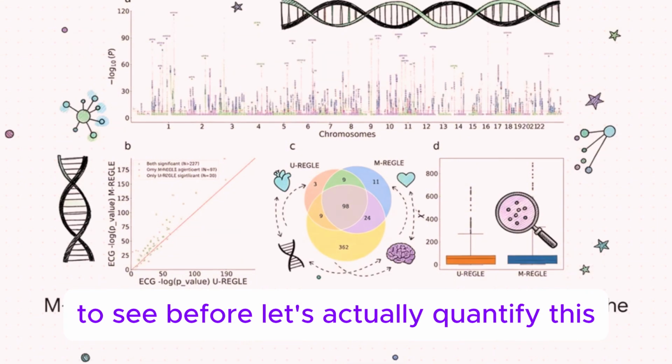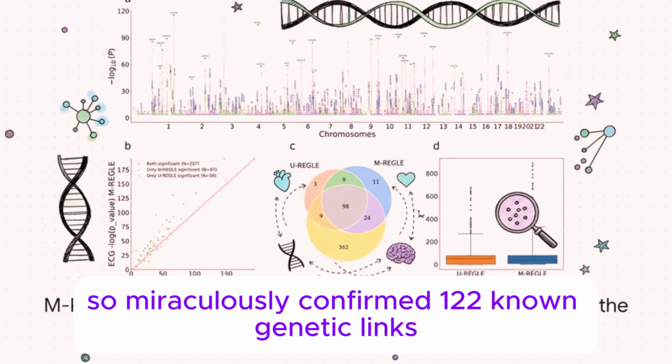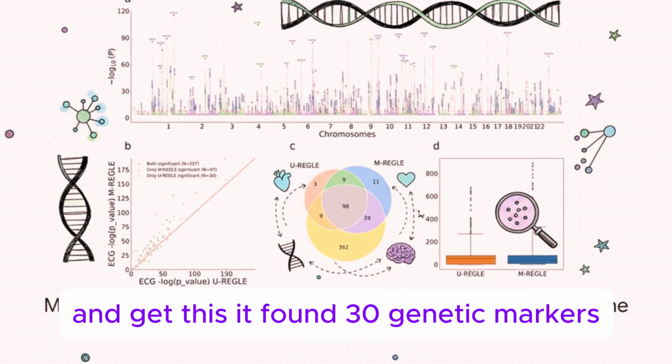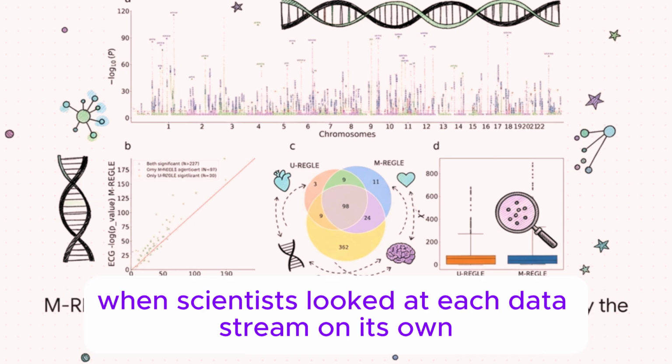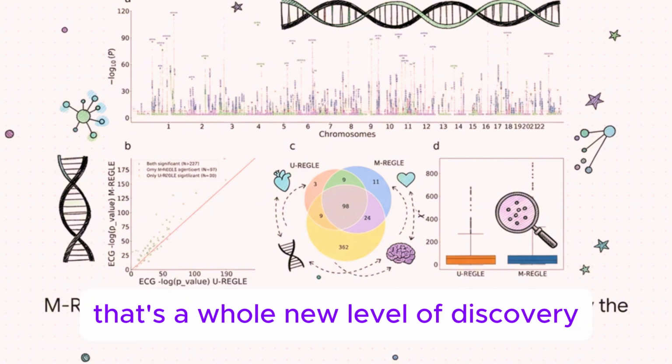Let's actually quantify this, because the numbers are pretty staggering. So mRegle confirmed 122 known genetic links, which is great, but it also found 20 totally new ones. And get this, it found 30 genetic markers that were completely invisible when scientists looked at each data stream on its own. That's not just a little bit, that's a whole new level of discovery.